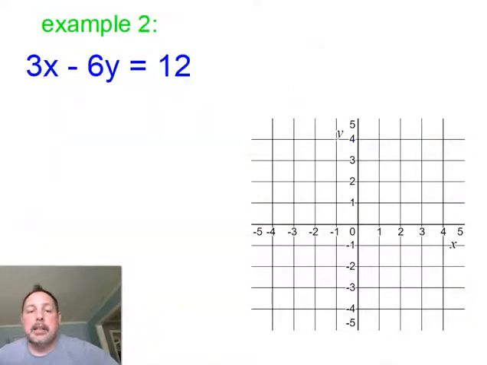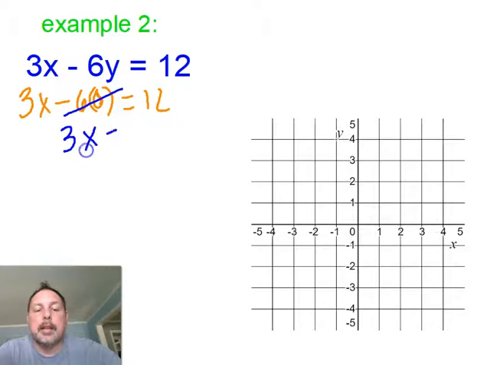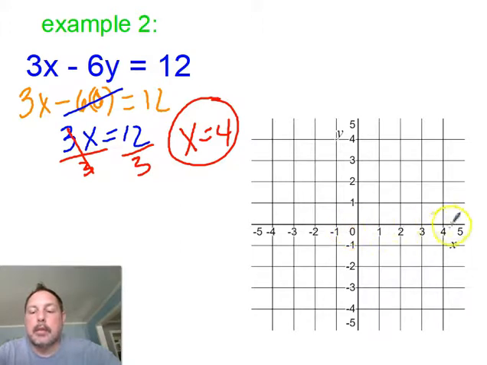All right, let's give example 2 a shot. Same work here. If I'm going to find the x, then I'm going to plug in 0 for the y. So how about 3x minus 6 times 0 equals 12. And 6 times 0 is 0, so that goes away. So I'm left with 3x equals 12. And we can simply see that when we divide both sides by 3, the x-intercept in this case will be 4. So I'm going over to the x-axis, and there's my x-intercept.